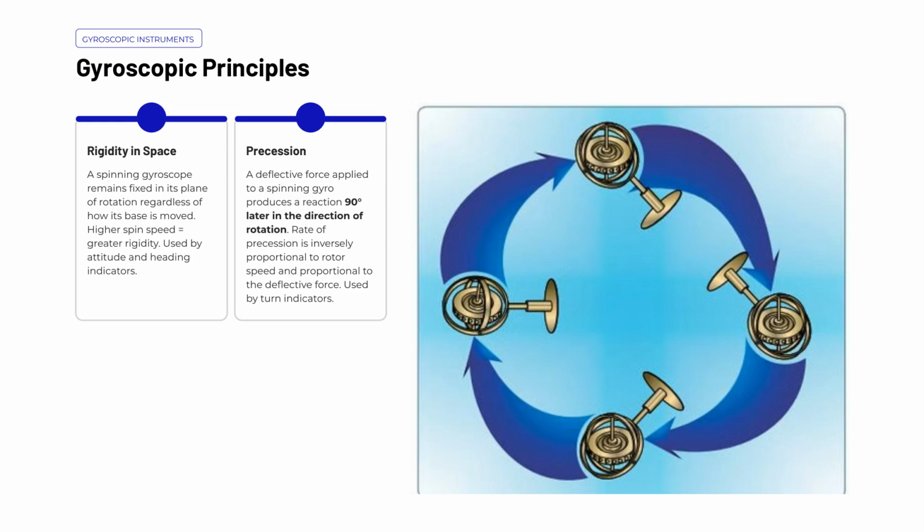The second principle is precession. When you apply a deflective force to a spinning gyro, the gyro doesn't respond at the point where the force is applied. Instead, it reacts at a point 90 degrees later in the direction of rotation. The rate at which this precession occurs is directly proportional to how much force is applied, and inversely proportional to rotor speed. This behavior is what turn indicators take advantage of. As the aircraft yaws, precession produces a measurable response that indicates the rate of turn. Understanding these two principles gives you a solid foundation for interpreting what your gyroscopic instruments are telling you during flight.